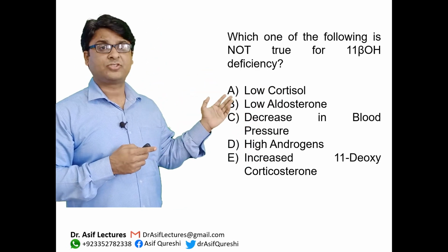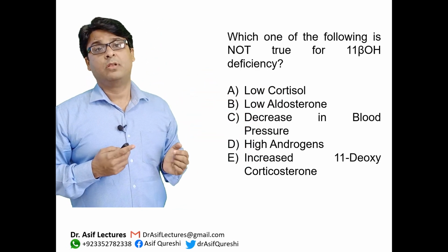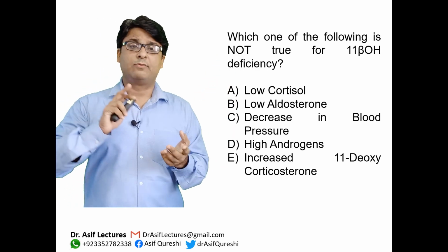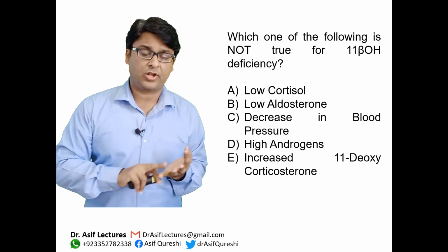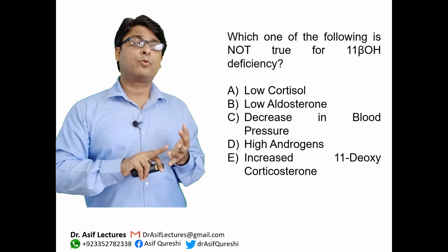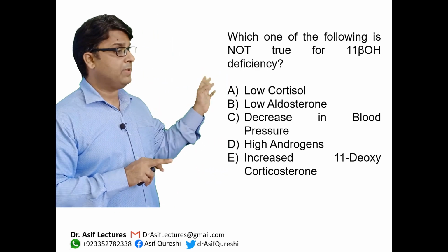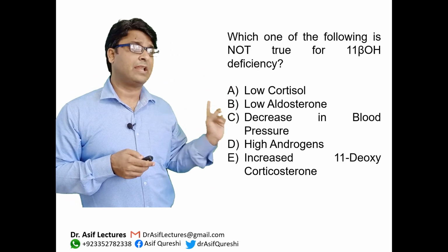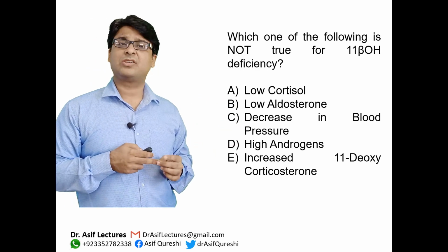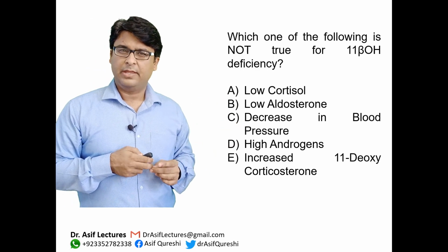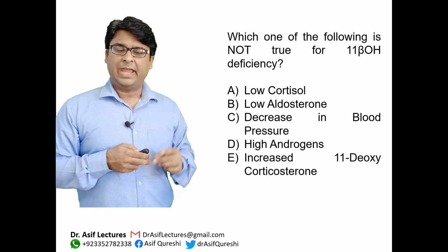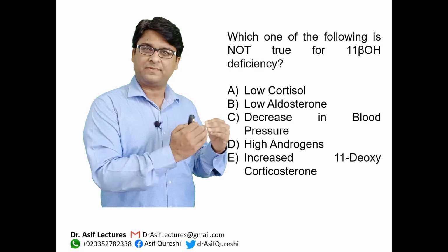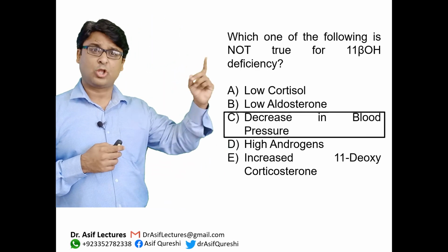Low cortisol, low aldosterone. This is what happens if you remember. If the hormone pathway was blocked at the level of 11-beta hydroxylase, there was low production of cortisol, low production of aldosterone, and high production of androgen. So options A, B, and D are the wrong options. Decrease in blood pressure, C, and the last one is E, increase in 11-deoxycorticosterone. Actually, if you remember, increase in 11-deoxycorticosterone happened, and because of that, the blood pressure was also high.